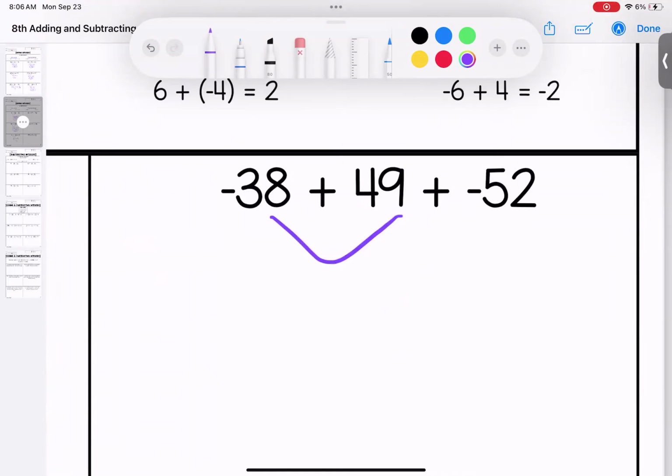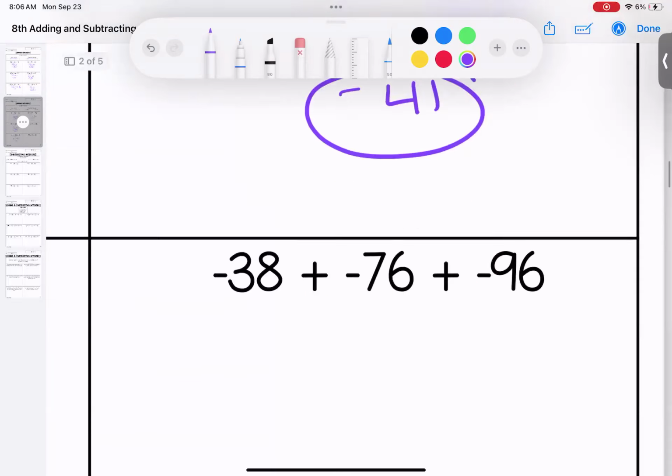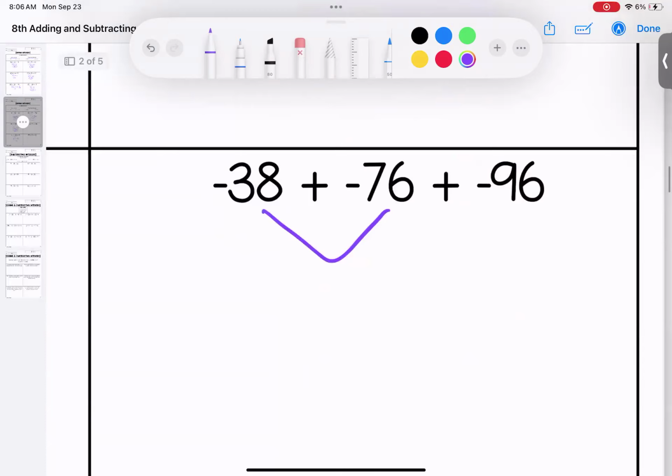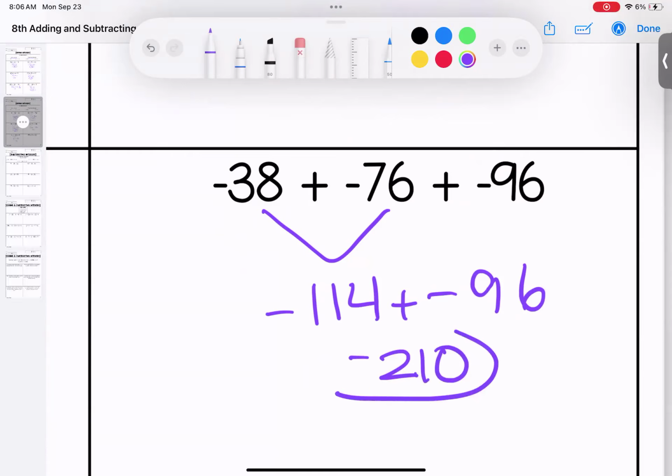Opposite subtract. 49 minus 38 is 11. It's positive. 52 minus 11 is 41. It's negative. Same sign sum. 38 plus 76 is 114. Growing in its negativity. 114 plus 96 is 210.